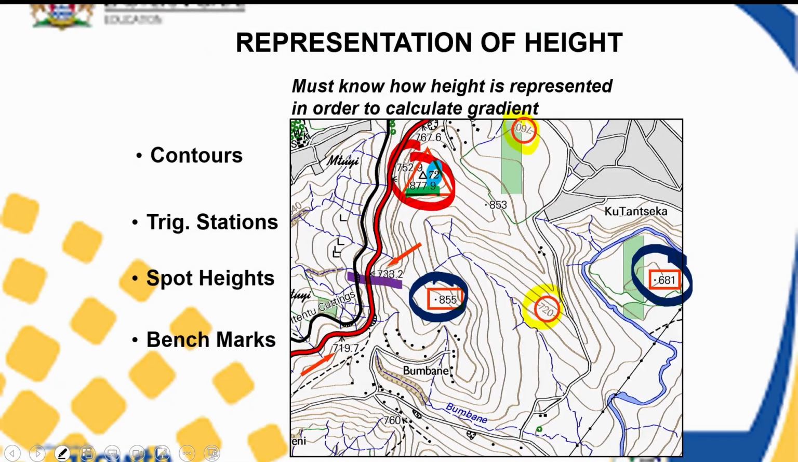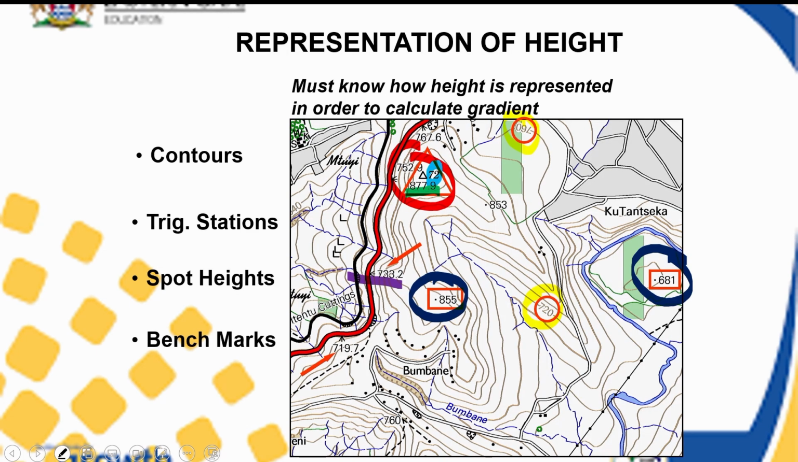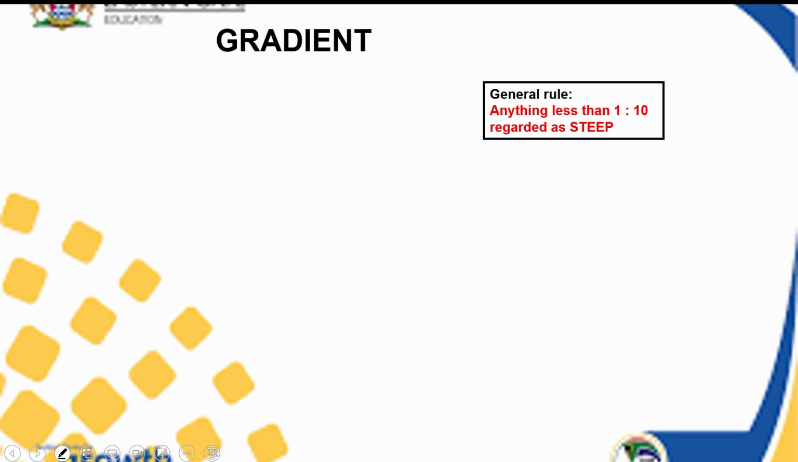Now, when we are talking about the benchmark, it means that we are referring to that part, that indicator. In terms of this map, the height is 7.33. Those are the indicators you need to be aware of when you are calculating a gradient. Now, what is the general rule when you are calculating a gradient? A gradient has got a ratio. It is in ratio form when you come to a final answer.